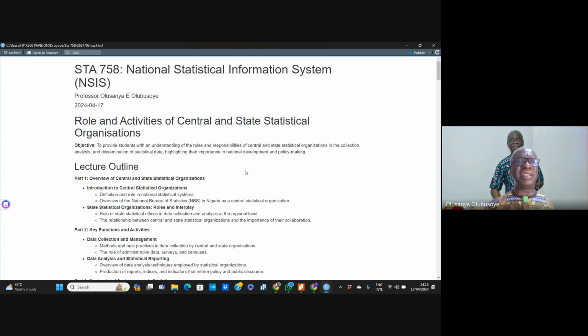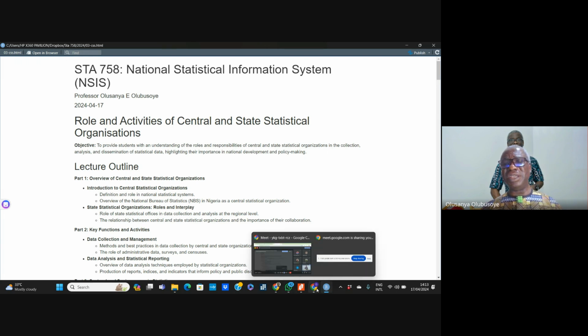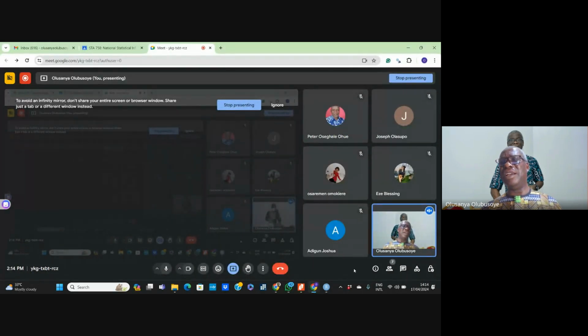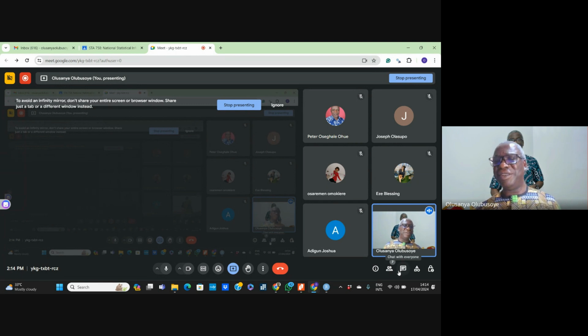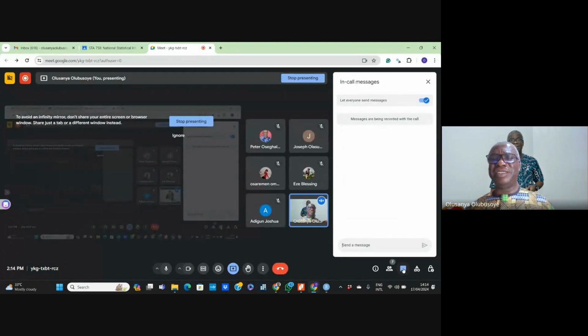So the objective of you understanding the role and activities of central and state statistical organizations is to provide you with an understanding of the roles and responsibility of these statistical bodies, in the area of how they collect official data, how they analyze, and how they disseminate. By the way, how many of you have ever visited the National Bureau of Statistics website for whatever reason? Yeah, sorry. If you have done so, type yes in the chat menu.